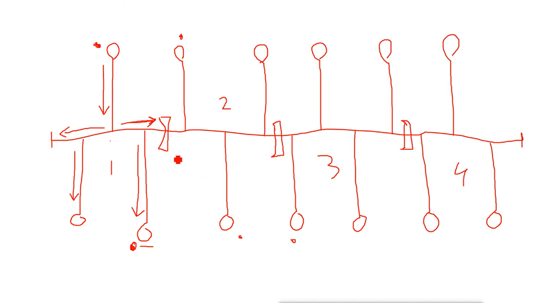Suppose this device wants to send data to this device directly. When the data goes, it goes here, it goes to this device, everywhere in this segment. When it reaches the bridge, the bridge will check that the data is coming from segment 1 and wants to go to segment 4, because that device is in segment 4. So what will it do? It will bridge the communication from here to there.